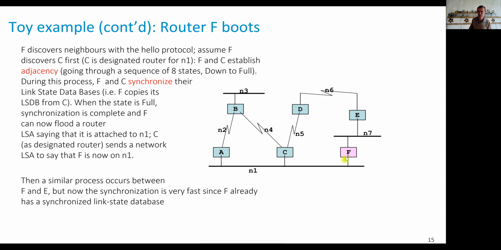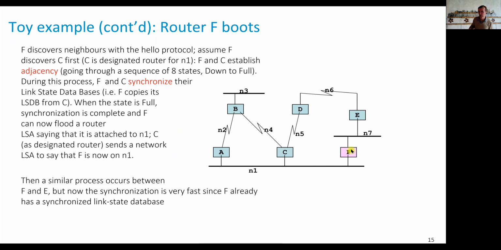So the first thing that F will do is discover the adjacent routers. So F will send the hello protocol on N7 and N1. It will discover that there's E, C, and A. We don't know whom F will discover first, so it will discover one of those first. For example, it might talk on this interface here, and C will respond because C speaks for this network here. So F will discover that C is a designated router on this Ethernet, and therefore F will copy the database of C. This is called the synchronization.